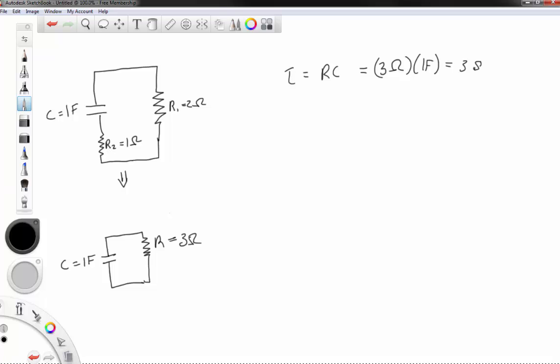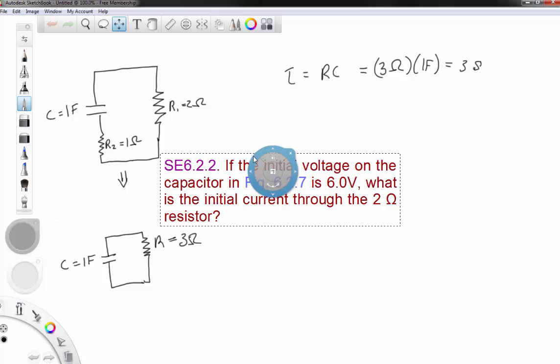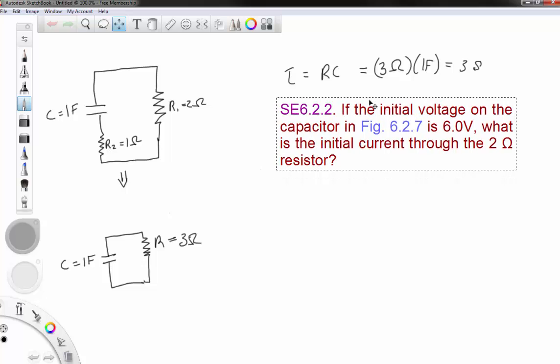All right. The second question in this set of examples basically says, suppose that the initial voltage on the capacitor is 6 volts. And what we want to know is, what's the initial current through this 2 ohm resistor?